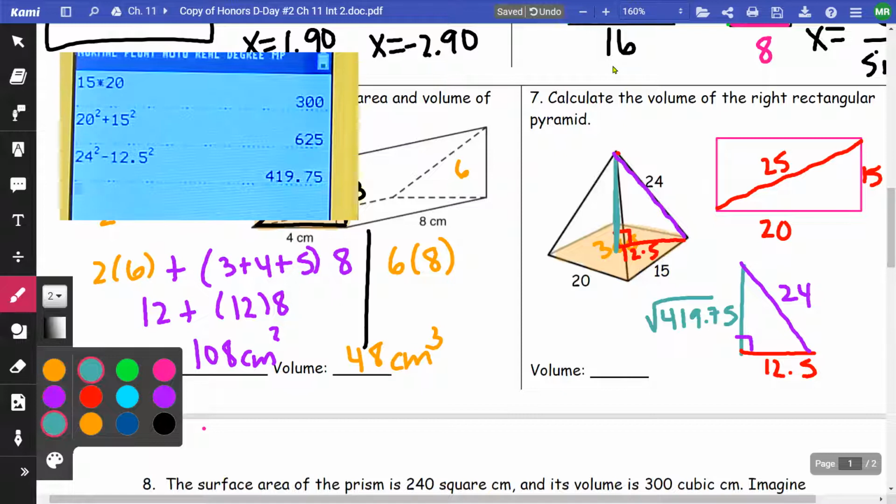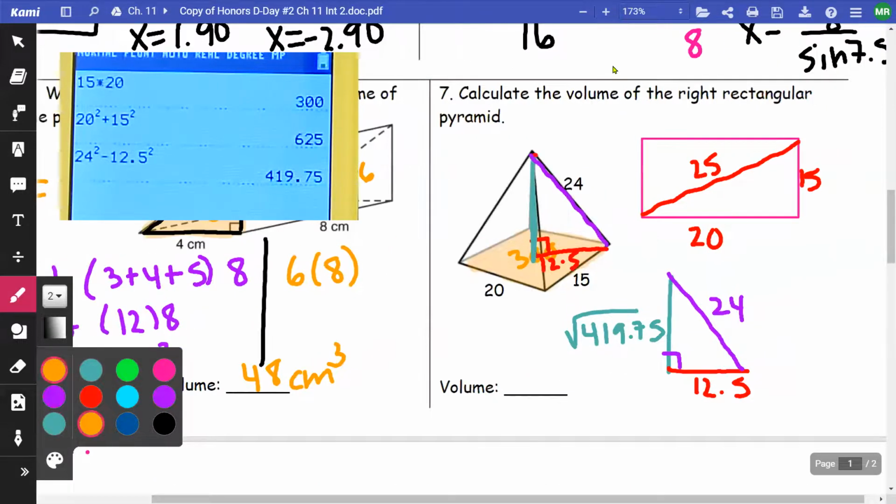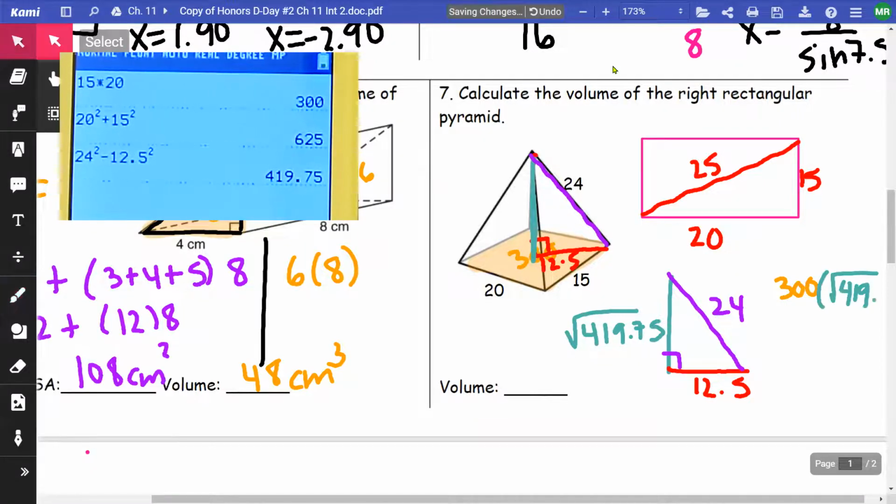Okay. So I am going to take that base area, which was 300, and times that by the height, which is the square root of 419.75.